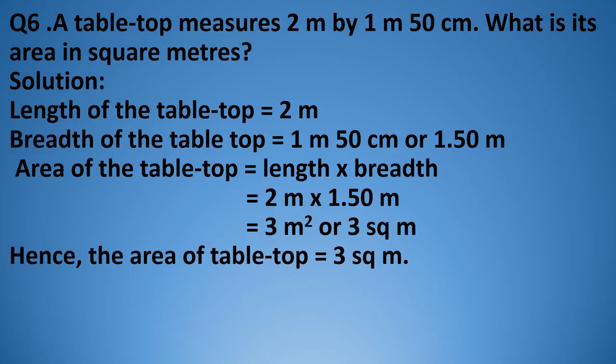Now find out the area. Length multiplied by breadth, which is equal to 2 meter multiplied by 1.50 meter, which is equal to 3 meter square, or we can say 3 square meter. In both ways you can write 3 meter square or 3 square meter.